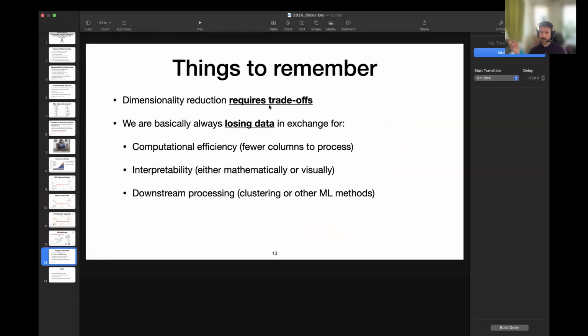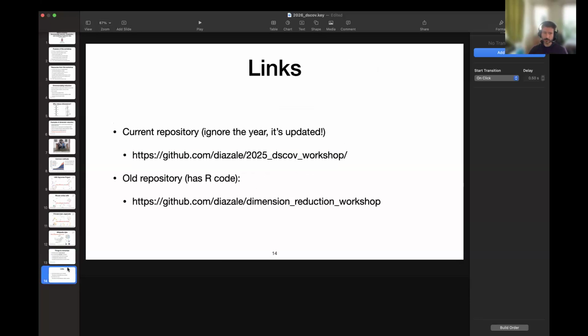If you're looking for computational efficiency, you just want fewer columns to process. A lot of the time PCA is going to be good for that, for denoising. If you want interpretability, I think all the methods are good for this, but they only have certain reliable interpretations, which I'll get to in a moment. And then for downstream processing, clustering, or other machine learning methods, some methods are more suitable than others.